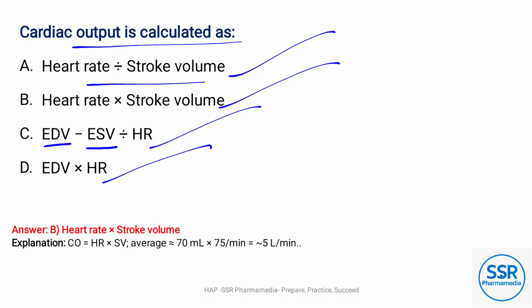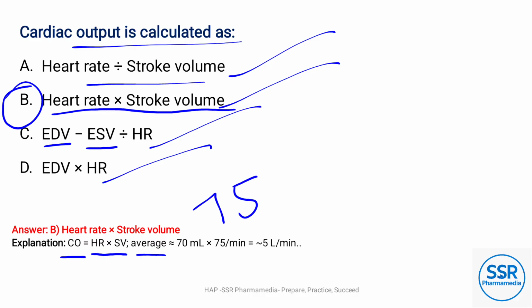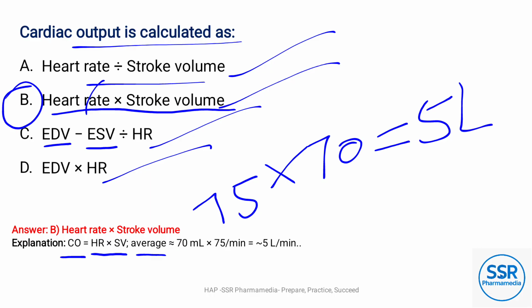So the answer is option B, heart rate into stroke volume. Cardiac output is equal to heart rate into stroke volume. On average, the heart rate is 75 and the stroke volume is 70 ml, so approximately 5 liters per minute.